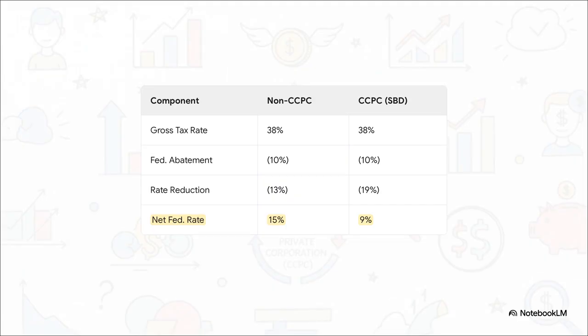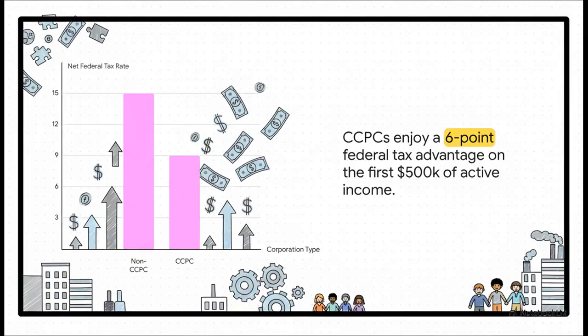As you can see, both types of corporations start with the same 38% gross tax rate, but the game changer is that fourth line, the small business deduction, or SBD. It's a whopping 19% reduction that's only available to the CCPC. And that one line item is what drops the net federal tax rate from a standard 15% all the way down to just 9%. And when you see it visually like this, the difference is just so stark.